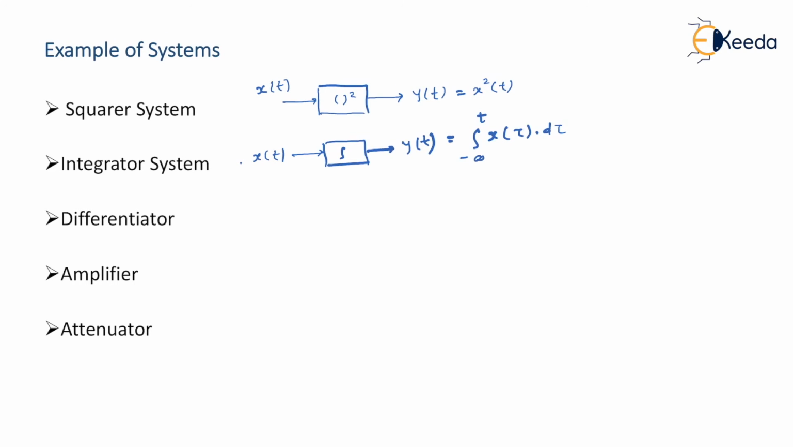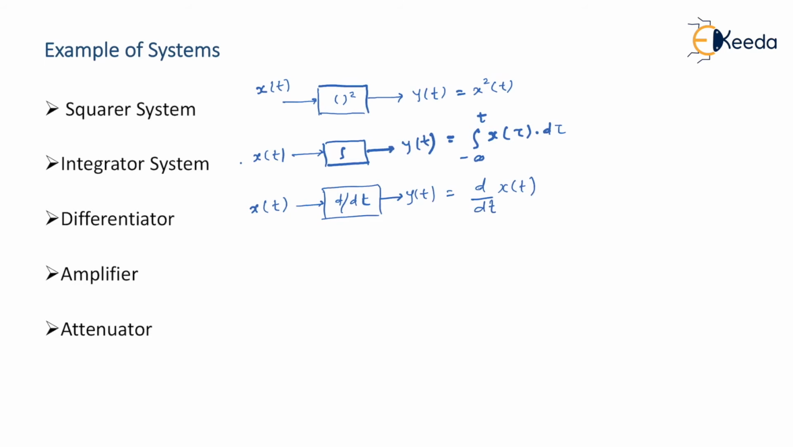We may have a differentiator system where, instead of taking integration, it takes the derivative of the input. So let's say we have again input x of t, a derivative system here, and this is output y of t. Now y of t in terms of x of t can be written as d by dt of x of t.